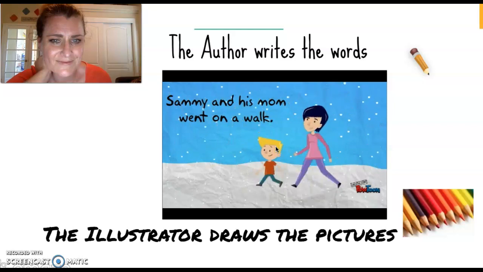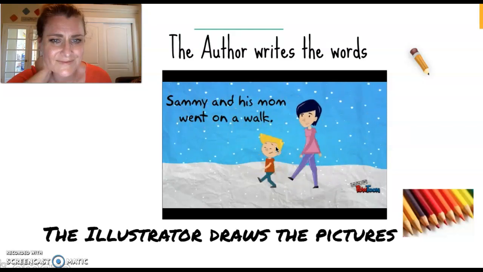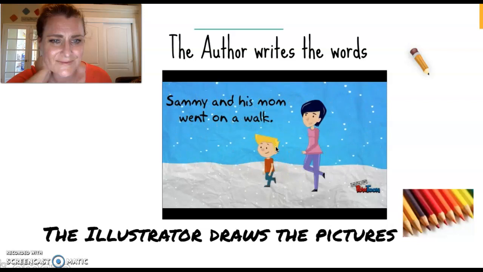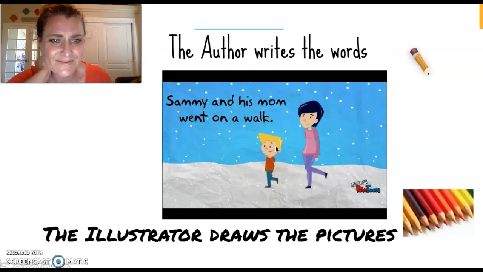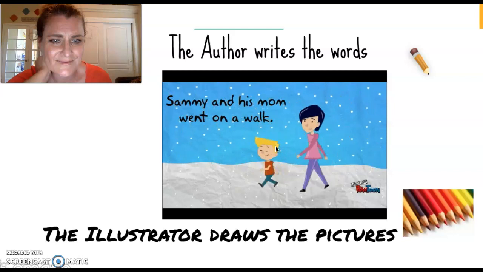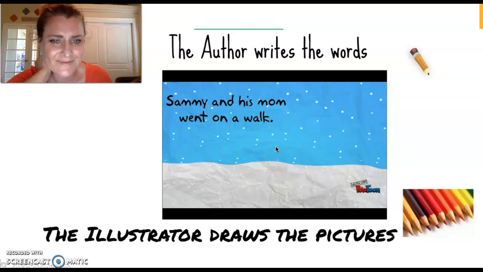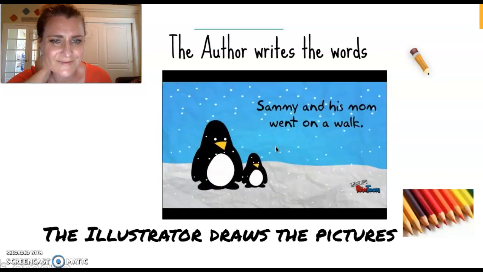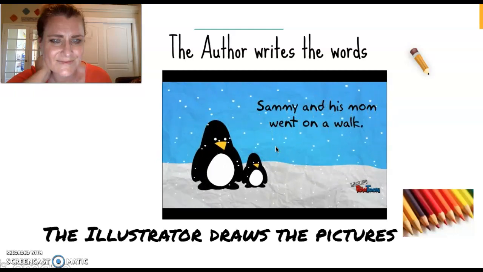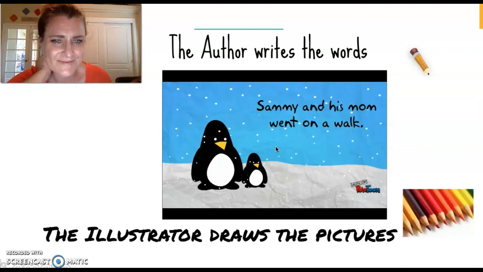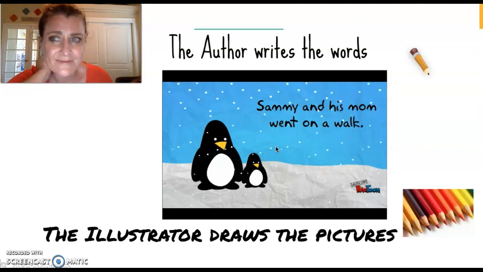The pictures can also help us to know what the characters in the story look like. This picture shows us that Sammy is a little boy with blonde hair, and his mom is tall and has black hair. But the illustrator could have drawn Sammy and his mom to look like this. Now Sammy and his mom are penguins instead of people. But the words still say Sammy and his mom went on a walk. The words are the same, but the story changed by how the illustrator decided to draw the picture.